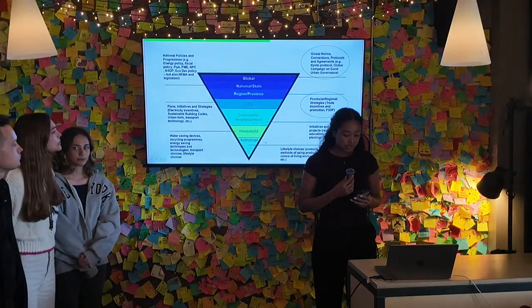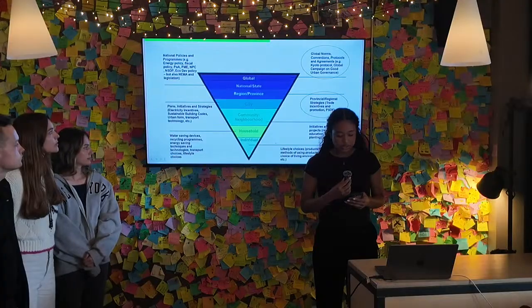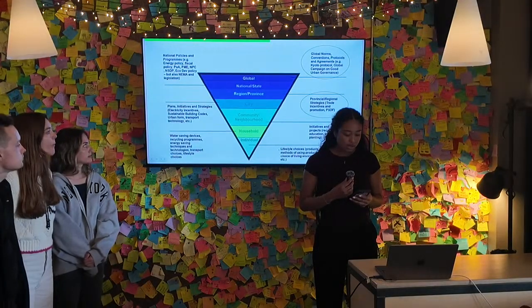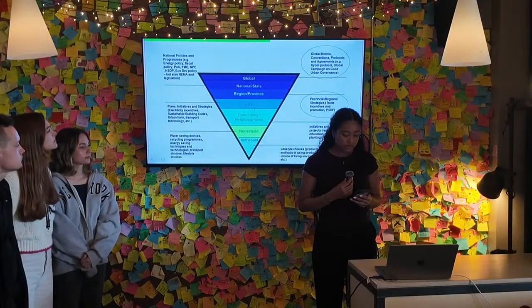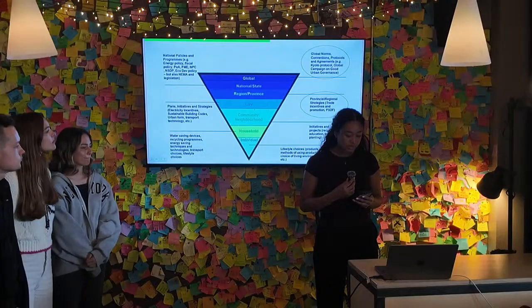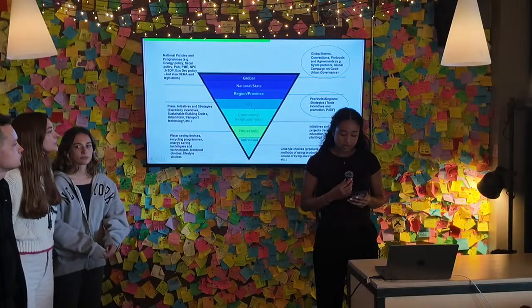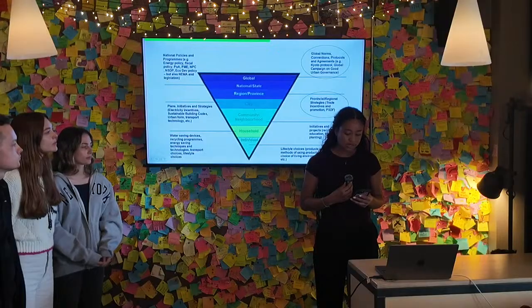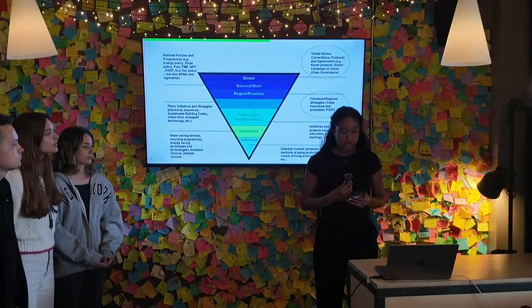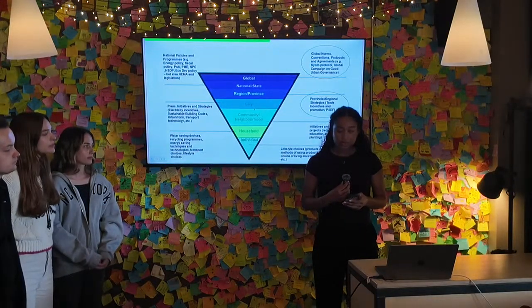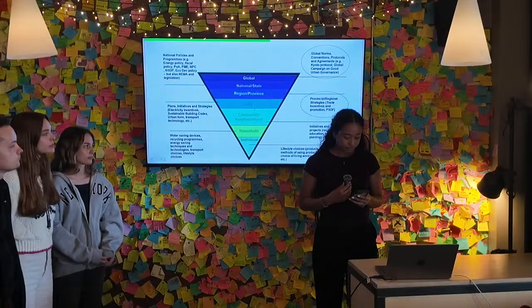This project connects directly to both global and regional sustainability strategies. On a global level, it supports the Sustainable Development Goals, especially those focused on climate action, biodiversity, and sustainable land use. By capturing carbon dioxide through native ecosystems, it addresses climate change while also protecting natural habitats.